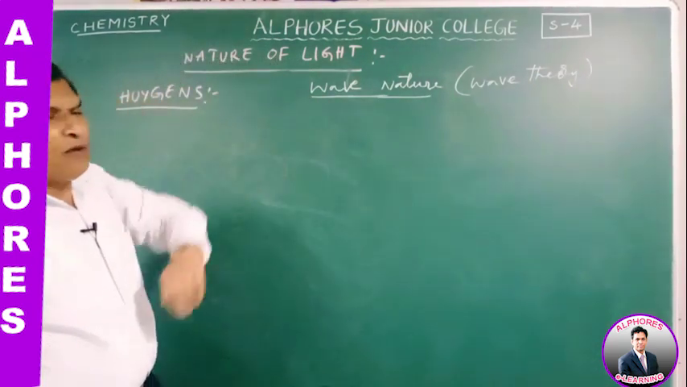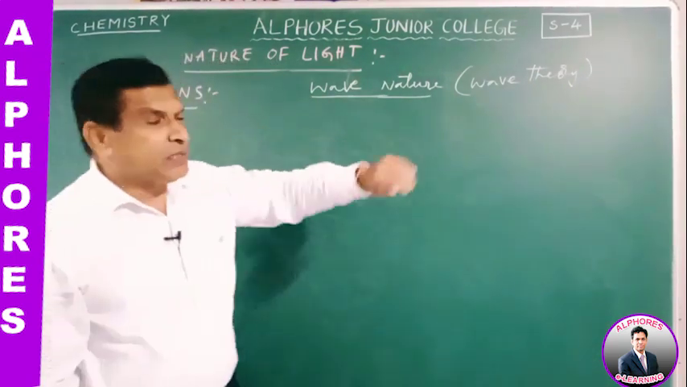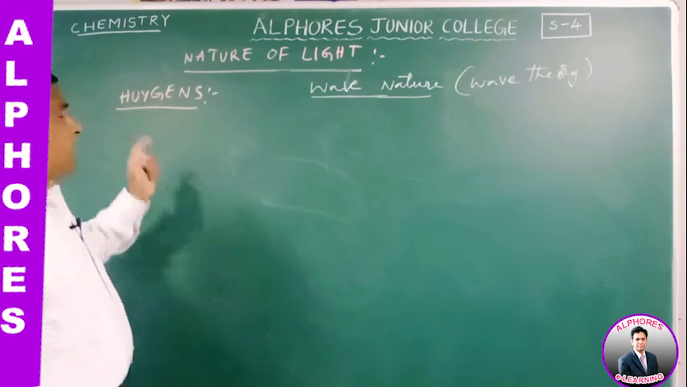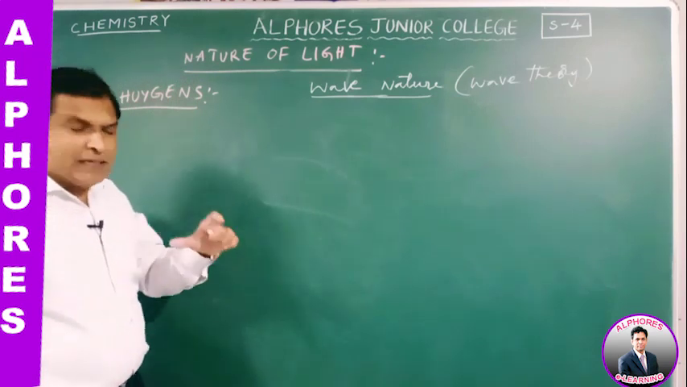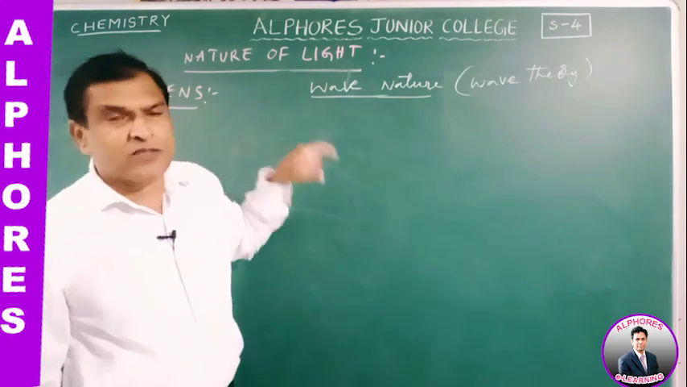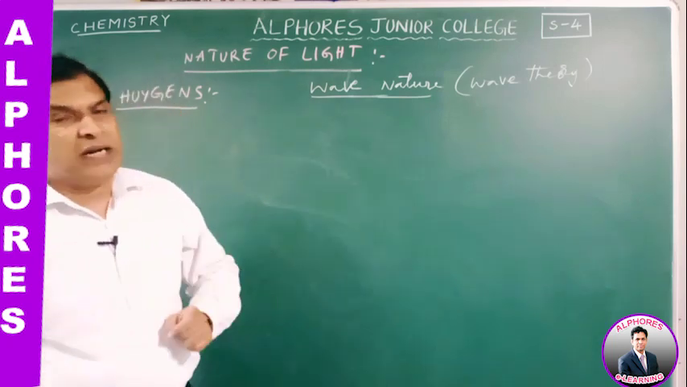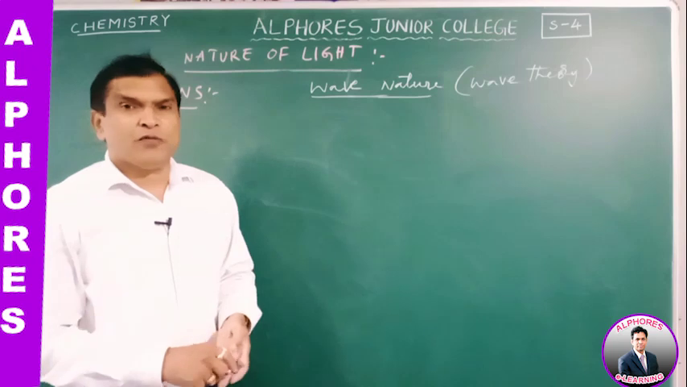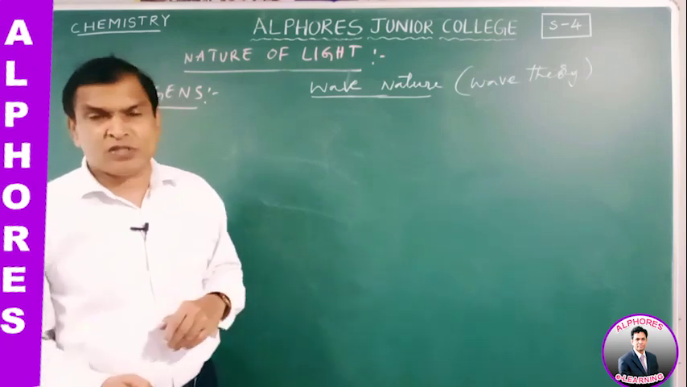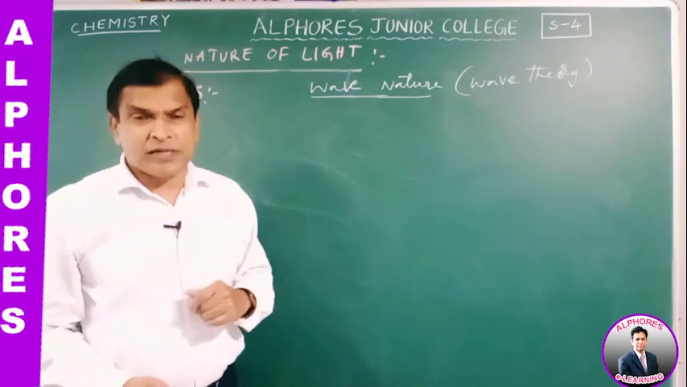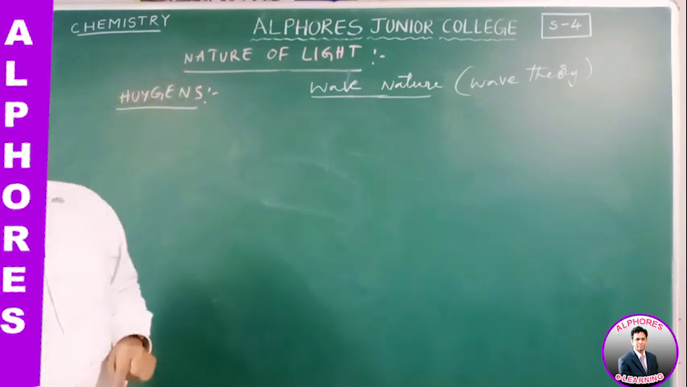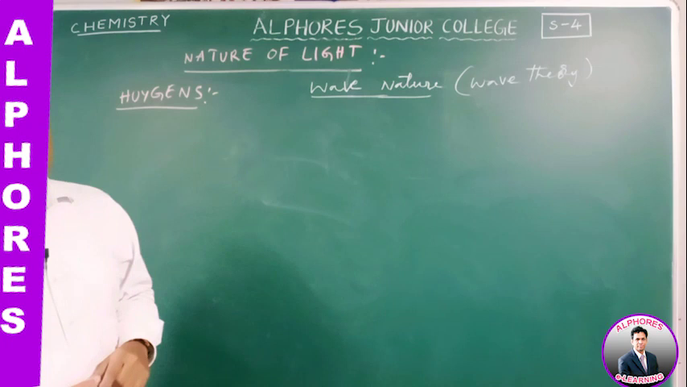You can say wave nature of light, or it is nothing but the wave theory which was explained by Huygens, the scientist. According to Huygens, light is made up of a large number of invisible streams of waves distributed uniformly in all directions in straight lines. That is the nature of light according to Huygens, that is the wave nature of light.